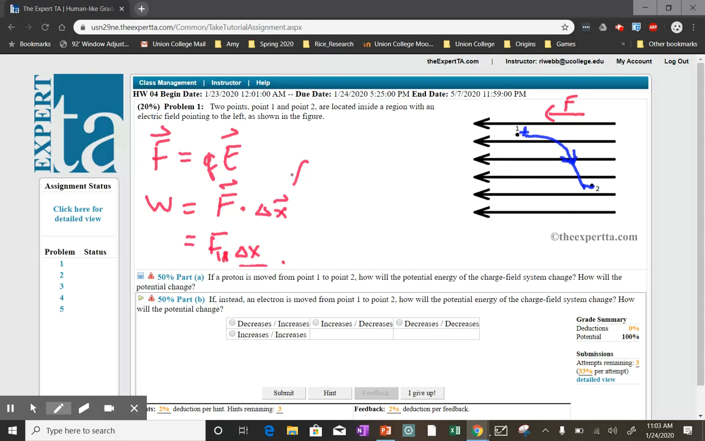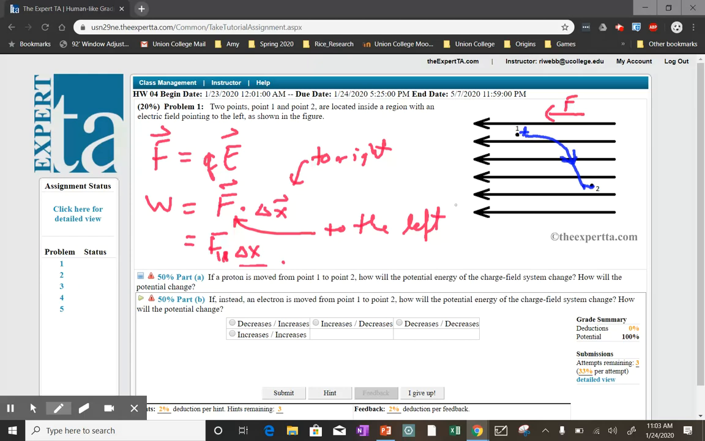Actually, I should go up here. To the right. But my force was to the left. So it moved the opposite direction as the force. So did that do positive work or negative work? It did negative work because they're opposite directions. So there was negative work done on the charge.